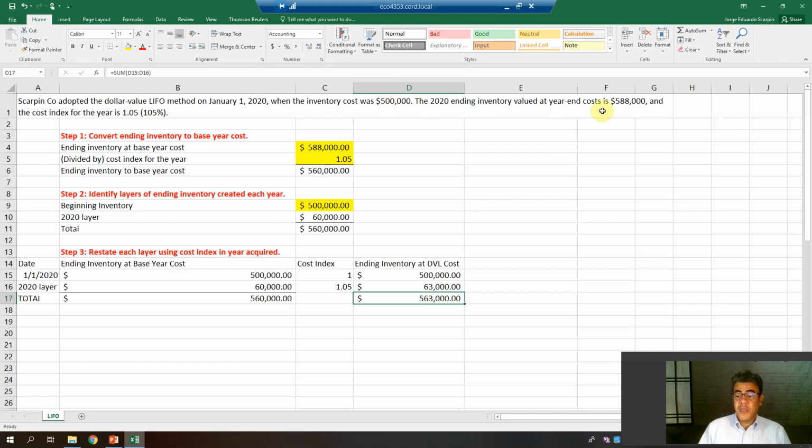That is what usually happens. We have a higher cost of goods sold on LIFO, so a lower ending inventory.